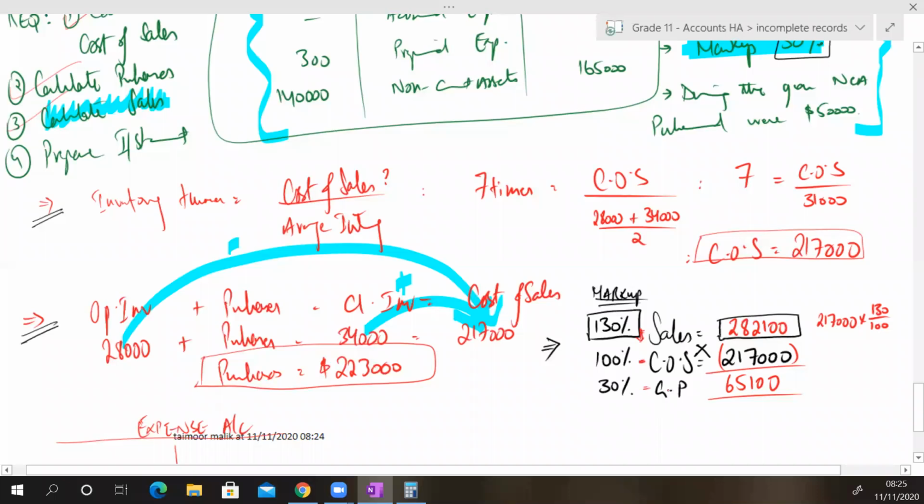ठीक है. Now, markup is upon cost of sales. कैसे? Markup is when you identify the cost first and you add profit onto it. Marking up profit on cost. ठीक है, that's markup. Margin is when you have profit within the selling price. ठीक है, so that's margin.